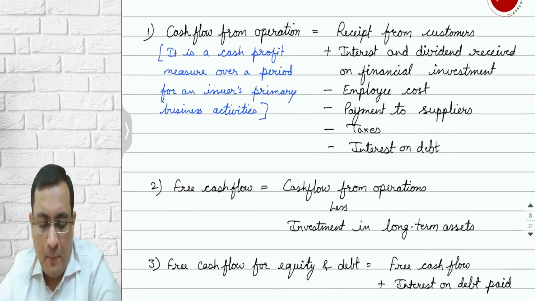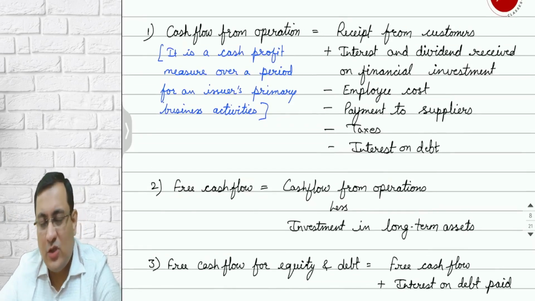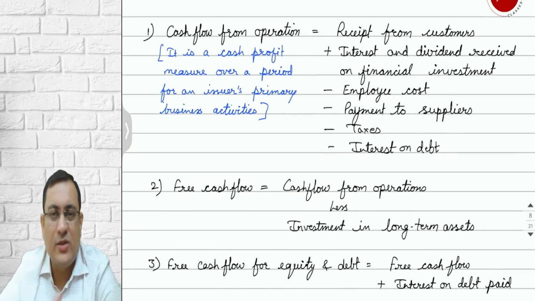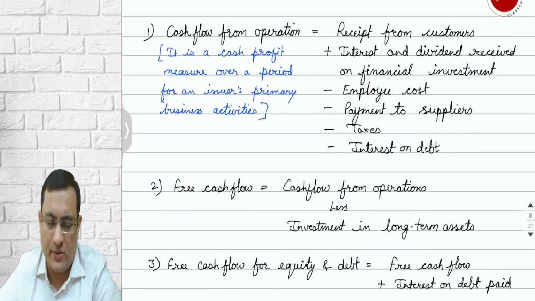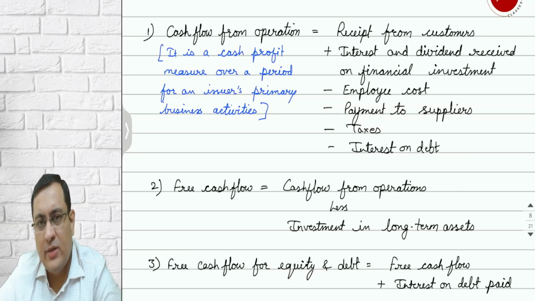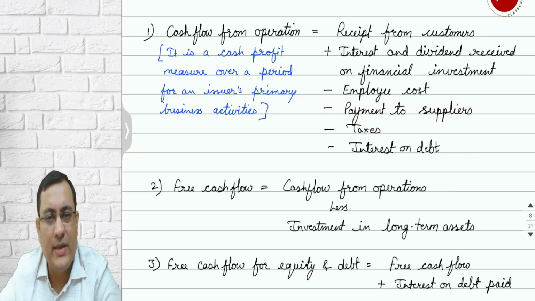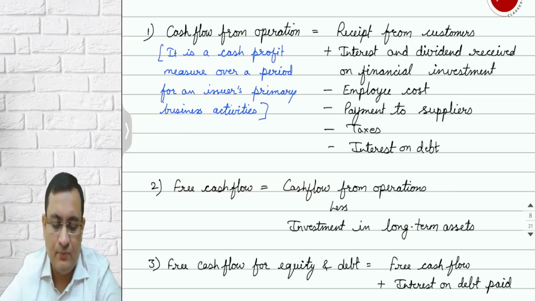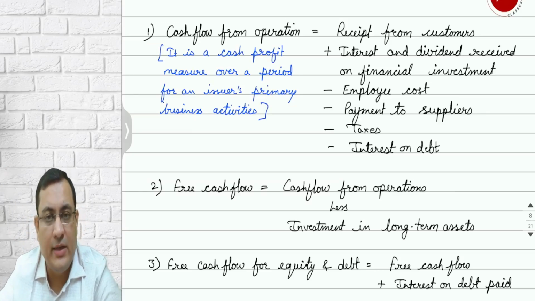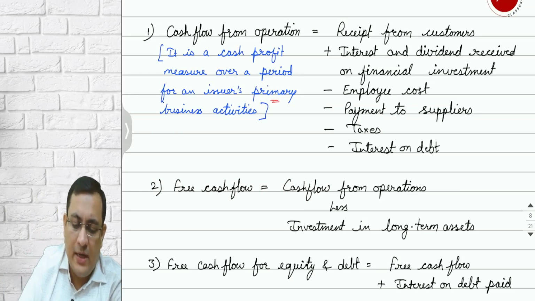Very simple. The first measure which is generally used is cash flow from operation. It actually represents cash profit: how much cash profit the business is generating from its activities. It is the cash which you are realizing from your operating activities, the primary business activities. Whatever the cash inflow and outflow, this is the net value of that.